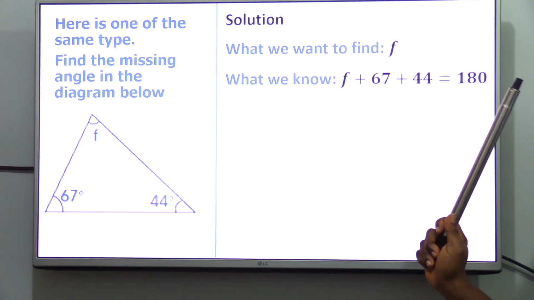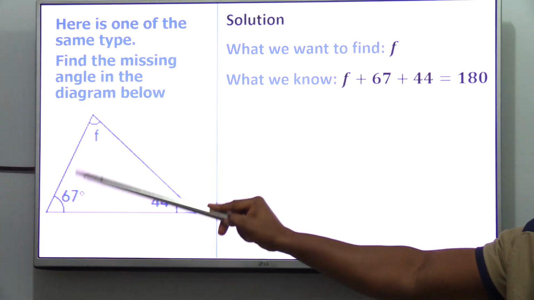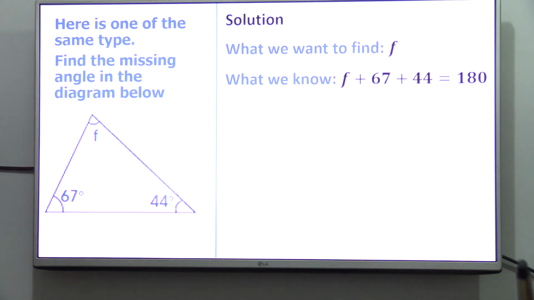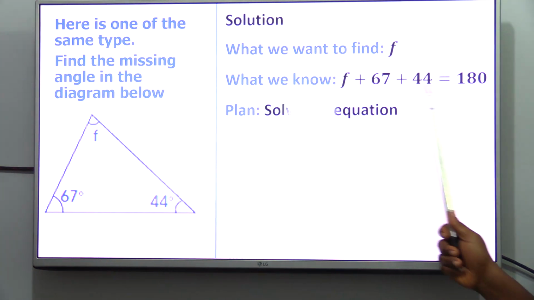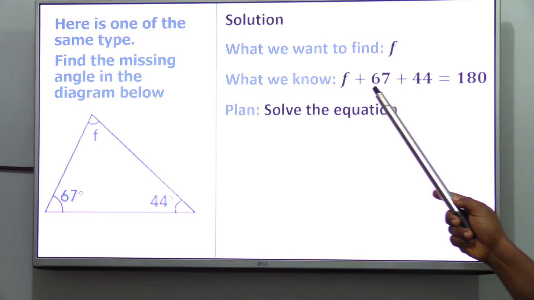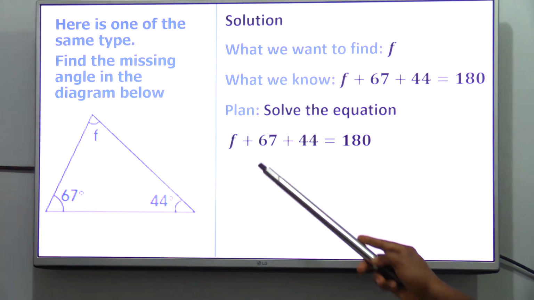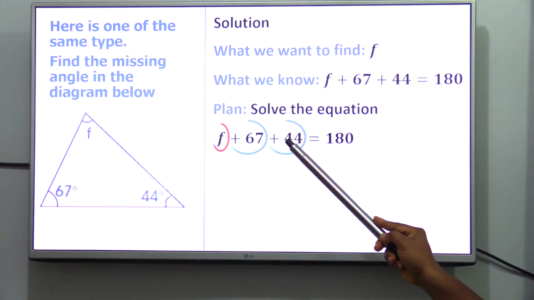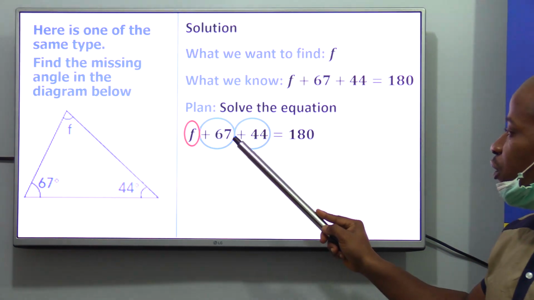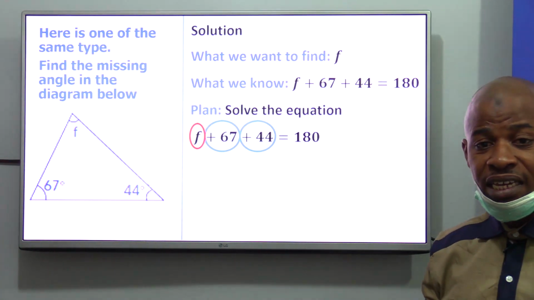Now, what do we know? We know that if we had all the three angles, this F that we don't know, 67 and 44, by the time we add them together, we will get 180 degrees. So now that we know this, what is the plan? Our plan is to solve this equation, to find our F. Now you have F plus 67 plus 44. Identify the terms. F is one term, plus 67 is another term, plus 44 is another term.